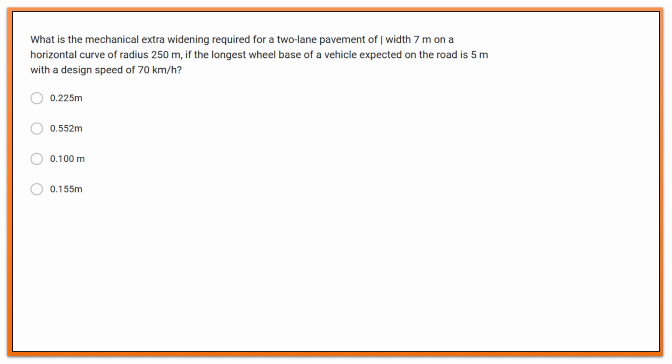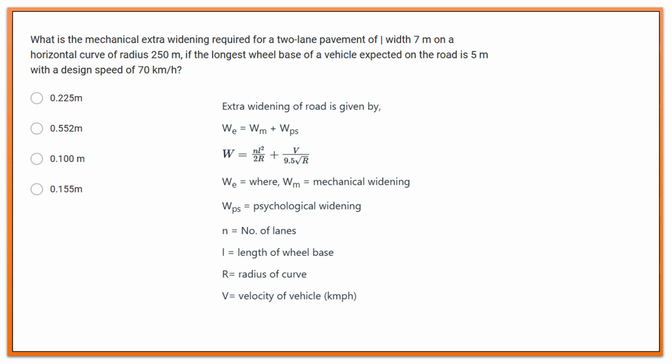Then fourth question. What is the mechanical extra widening required for a two-lane pavement of width 7 meter on a horizontal curve of radius 250 meter if the longest wheelbase of a vehicle expected on the road is 5 meter with a design speed of 70 kilometers per hour? To find out the mechanical extra widening, the formula is nl square divided by 2R. If we add the mechanical widening and psychological widening, then we get the extra widening.